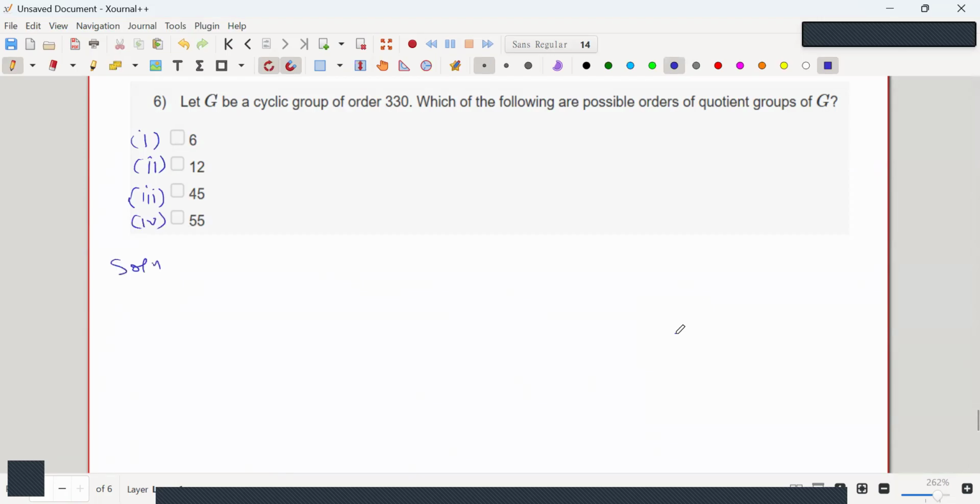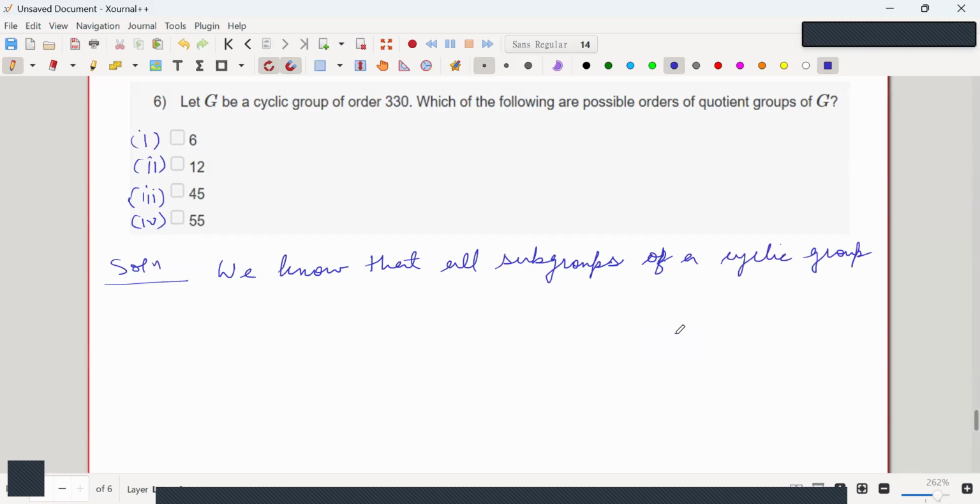Okay. So we know that all subgroups of a cyclic group are normal, right? You take any subgroup, it will be normal and the quotient group will be there.